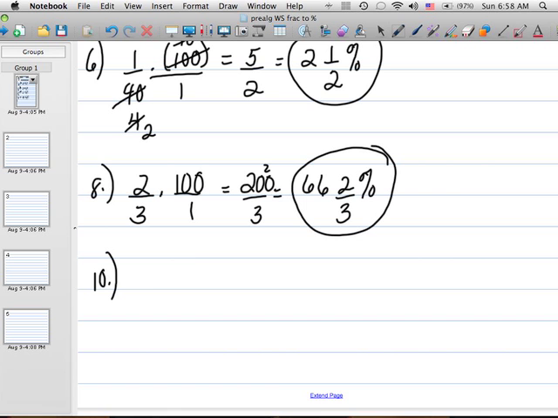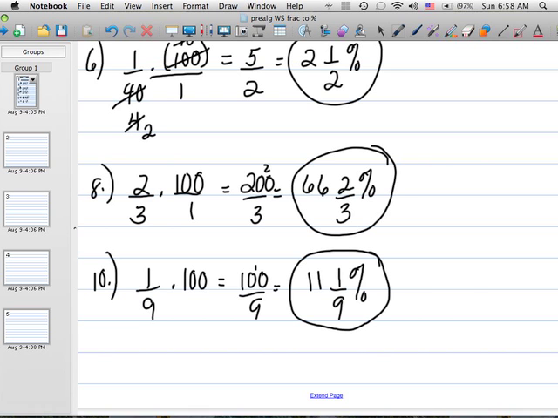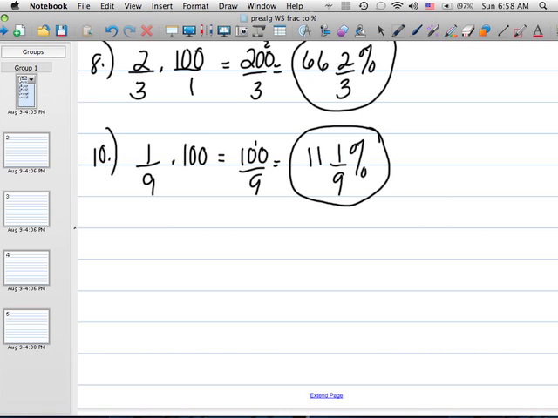Problem number 10, we have 1/9. Times it by 100 to get it to a percent. That's 100/9. 9 goes into 10 once, 1 left over. 11 1/9%. Remember, 1/9 is 0.1 repeating, so if I slide it over 2, I get 11 with another 1.